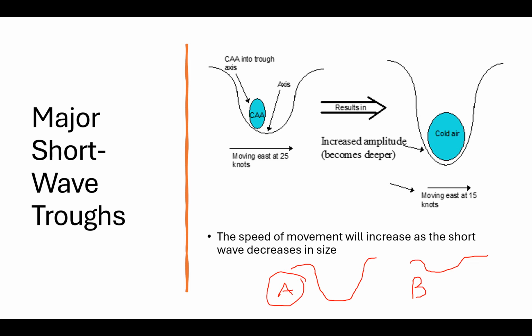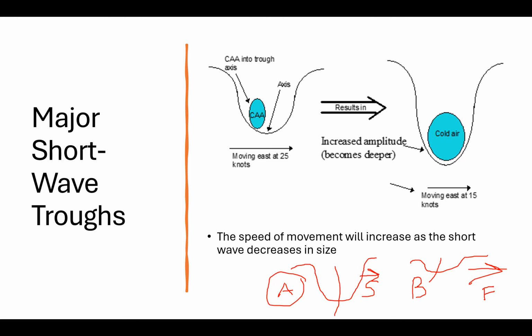Now, A, we have increased amplitude. It's deeper. The shortwave trough's deeper as compared to B. So the deeper the amplitude, the slower. I'll represent slower with the letter S. For trough A here on the left, it's deeper. It's going to move slower. Whereas the trough here at point B has much less amplitude. It's going to move faster, so I'm going to put the letter F here, F for faster.